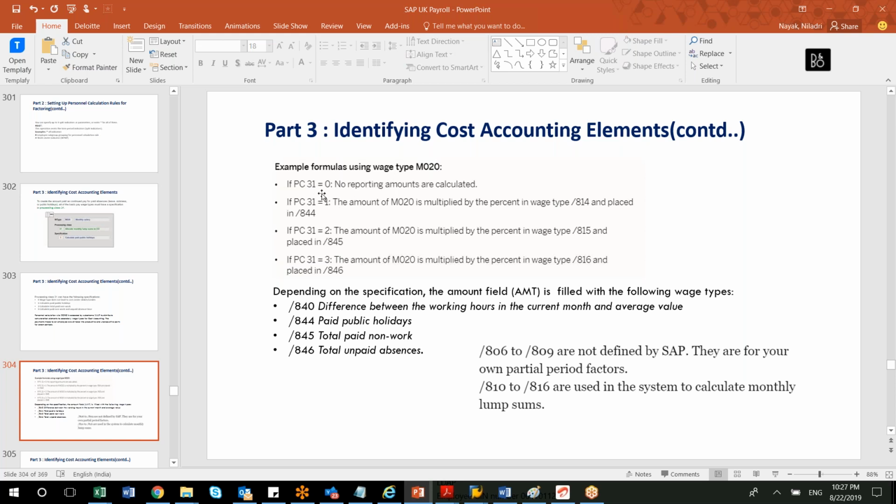You go to that T512W table, then you go to processing class 31 and try to change all this, manipulate all these figures. So that is the best way to learn how this factoring works.